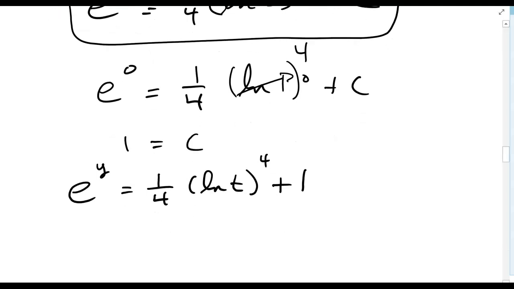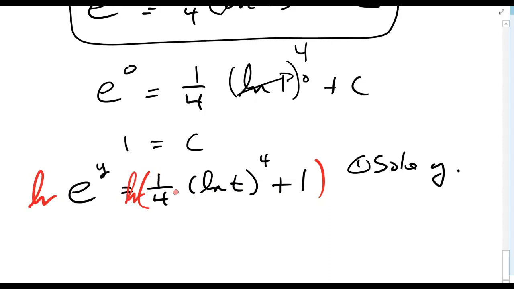Now that I've plugged it into the general, I can now solve for y. We didn't need to solve for y yet. We no longer have a problem with c in it. You solve for y by just ln'ing everything, okay? Because that gives me y equals the natural log.